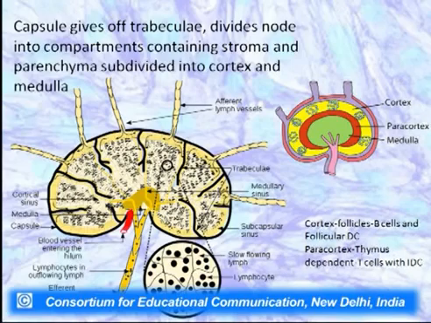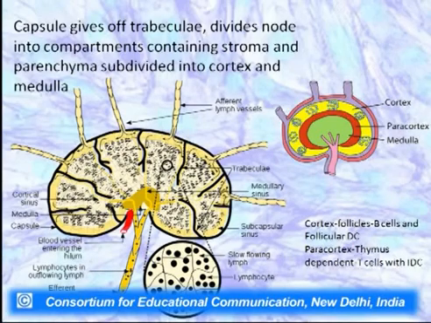The capsule gives off trabeculae. As you can see, the black trabeculae are present in the histological slide of the lymph node. They divide the node into various compartments which contain stroma and parenchyma, which is further subdivided into the cortex and the medullary region. Now, this cortical region is mostly composed of follicles. Follicles can be primary follicles or secondary follicles.